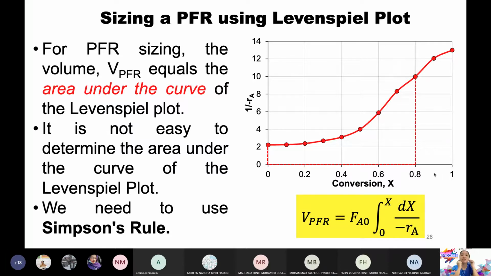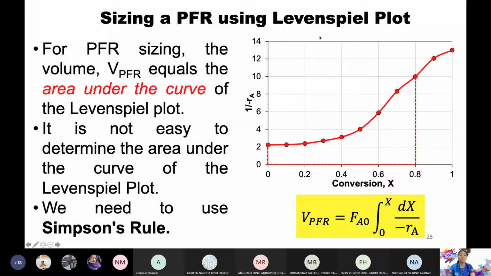So sebab why I keep clarifying, sebab I can understand sometimes student get confused. Apa kaitan, apa benda yang bergantung kepada reactor, apa benda bergantung kepada tindak balas. Okay, so that's to clarify on that part. Okay, back to the Levenspiel plot.